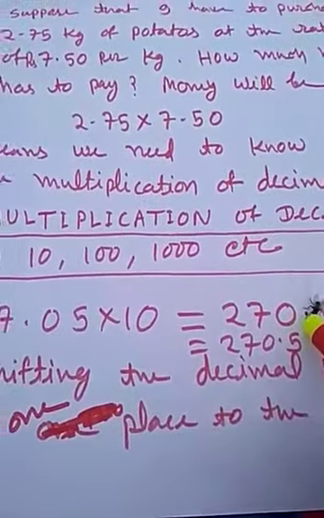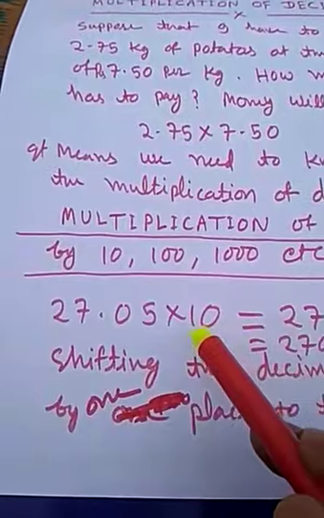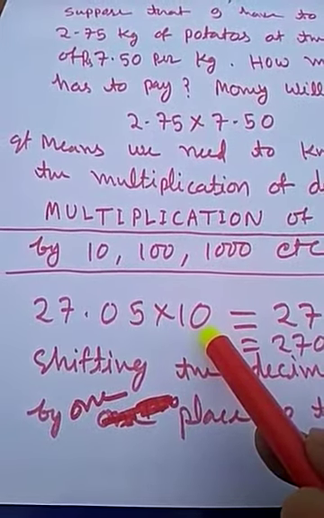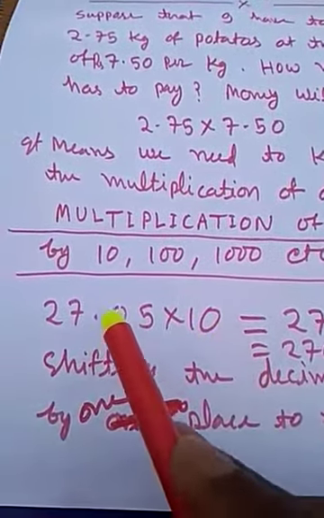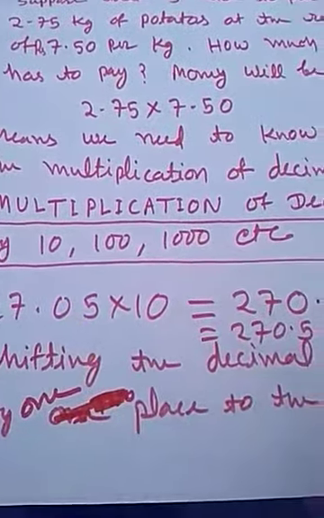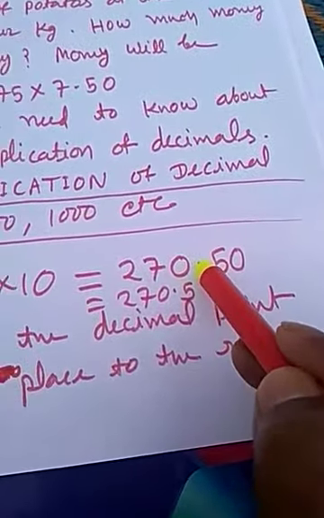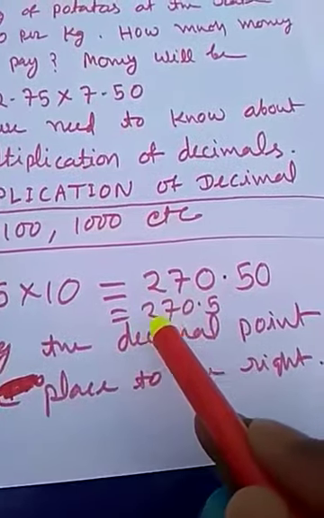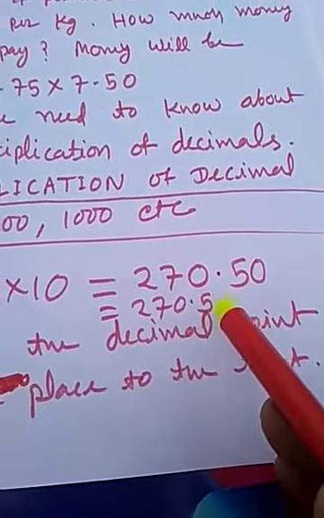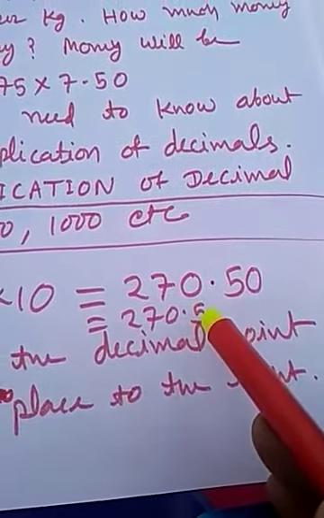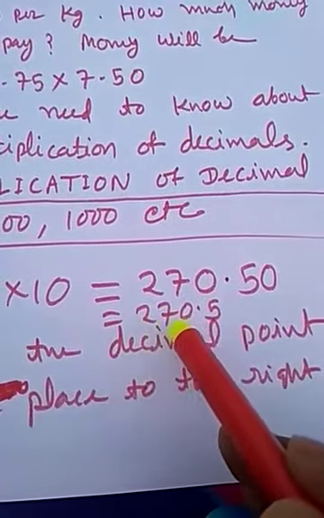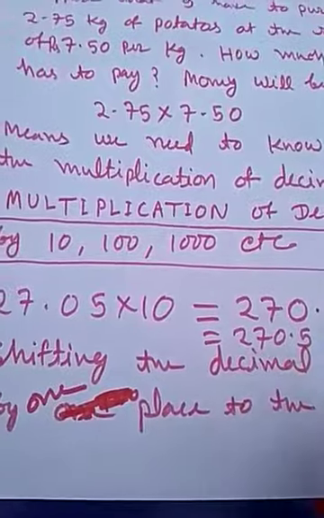It means when we have to multiply any decimal number by 10, we shall multiply it without decimals, and here are two decimal places, so we shall put the decimal point from the right side after two digits. So here that is equal to 270.5. There is no need to write 0 after the decimal, so we shall write only 270.5.